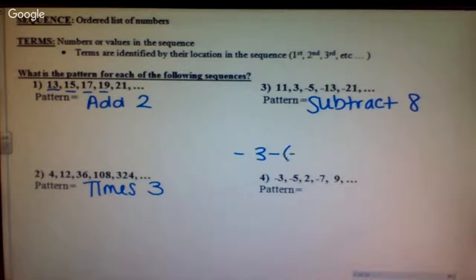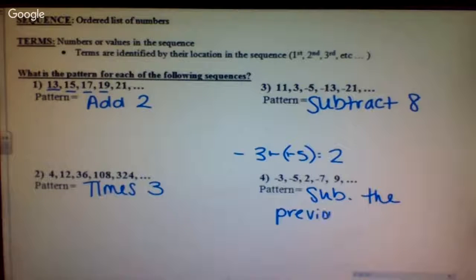-3 minus -5. What does that minus and negative do? It makes it a positive. So that gives you +2. -5 minus 2 gives you -7. So your pattern here is to subtract the previous 2 terms. Okay? Subtract the previous 2 terms.